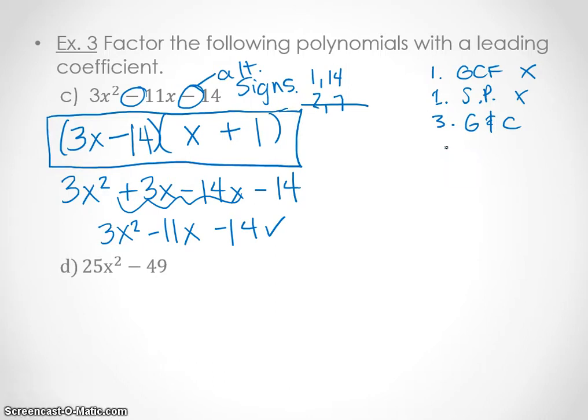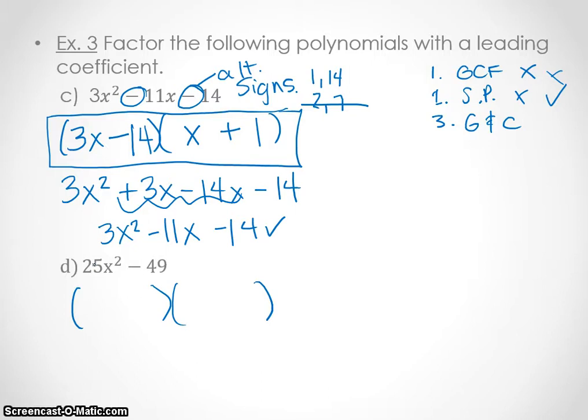Cool. Alrighty. GCF, special products, guess and check. Here we go. Is it in order? Yes. GCF, 25 and 49? No. Special product, can I square root 25? Yep. Can I square root 49? Yep. So I might be in business here. So let's set up our binomials.